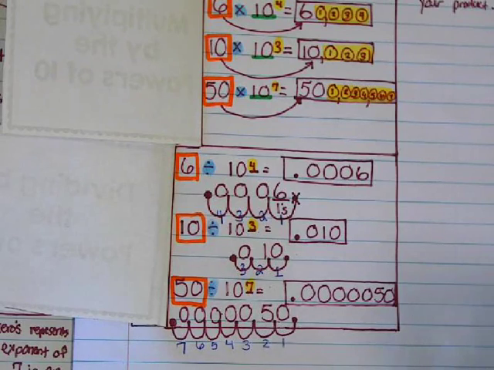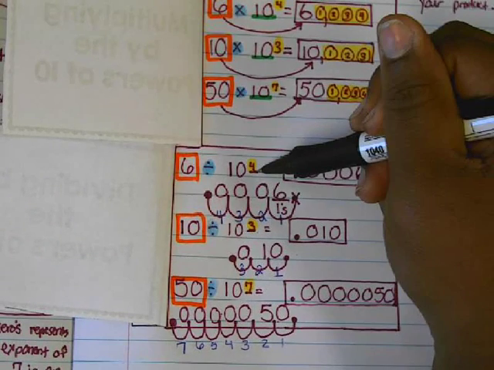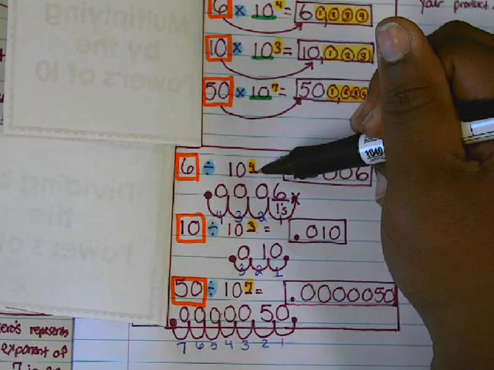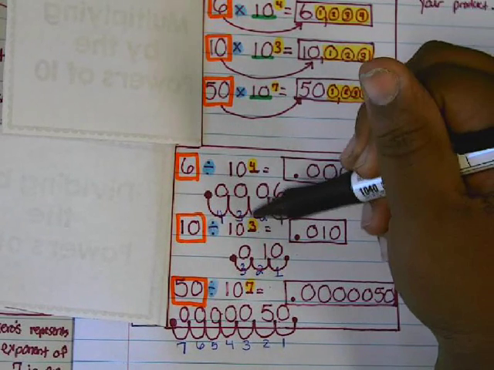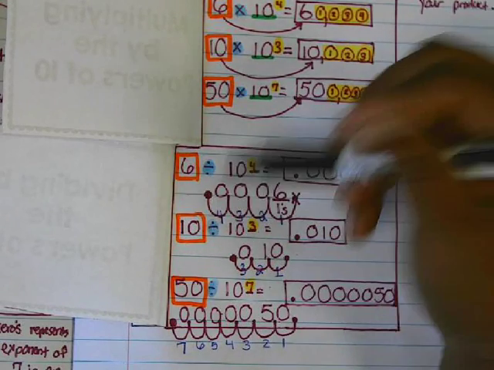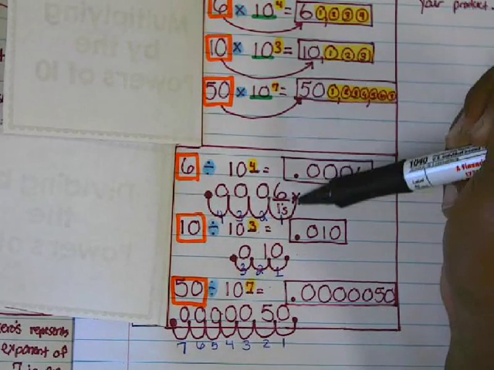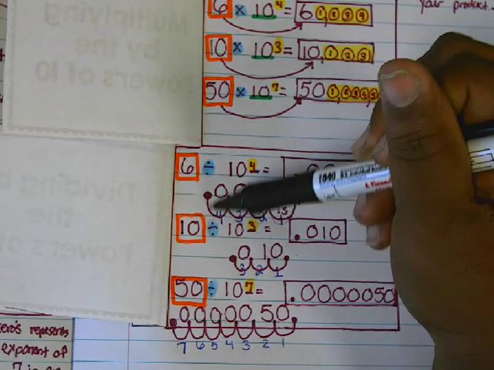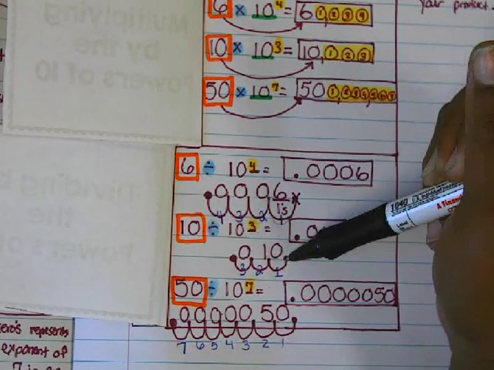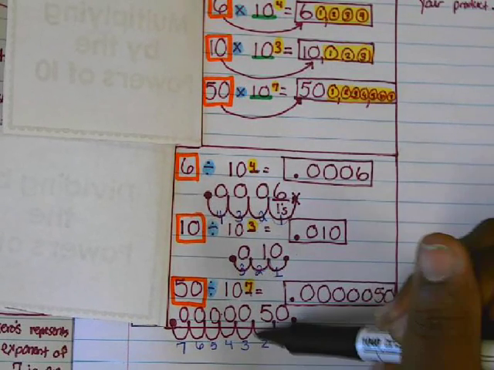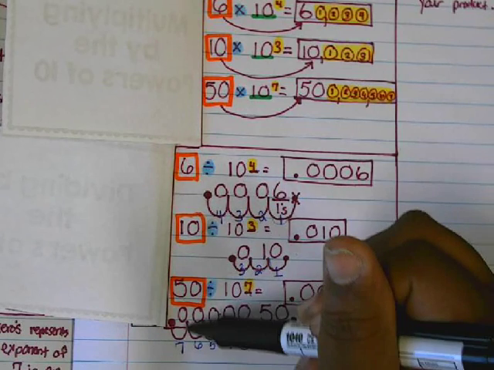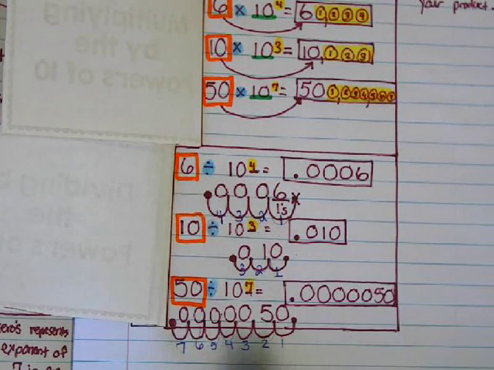So the exponent in this case, when you're dividing a whole number by a power of 10, is telling you how many place values to move your decimal point. Because my exponent is 4: 1, 2, 3, 4. Because my exponent is 3: 1, 2, 3. Because my exponent is 7: 1, 2, 3, 4, 5, 6, 7. And then I fill those empty spaces with zeros because that does not change the value when I divide a whole number by that power of 10.